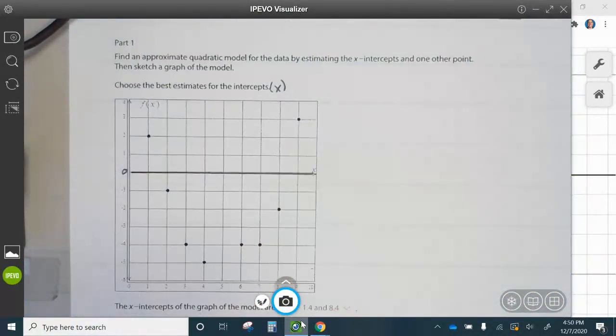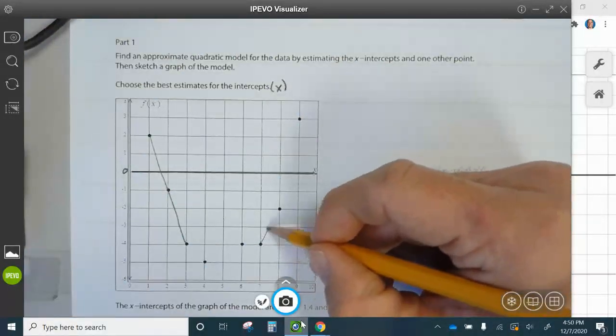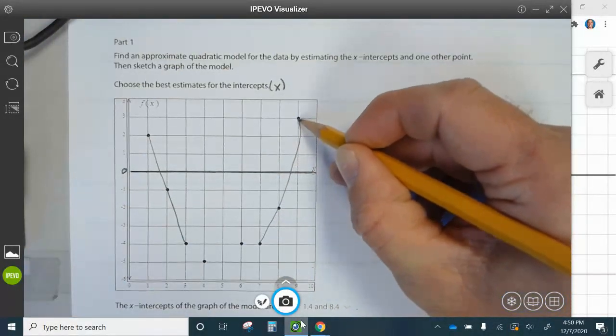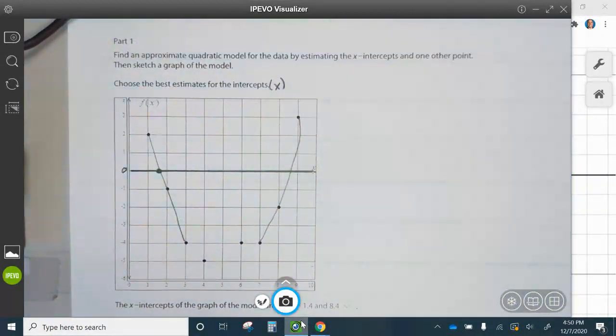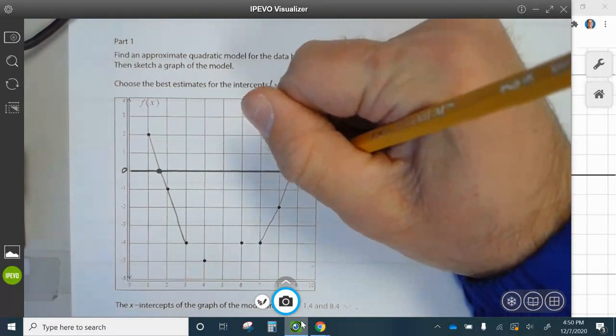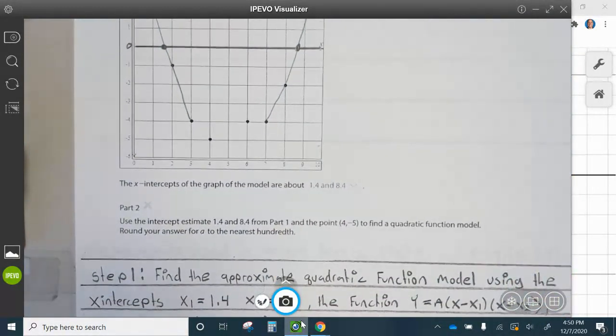Okay, so we draw a curve from the points. Okay, so we have 1.4 and 8.4. So the x-intercepts of the graph of the model are 1.4 and 8.4.